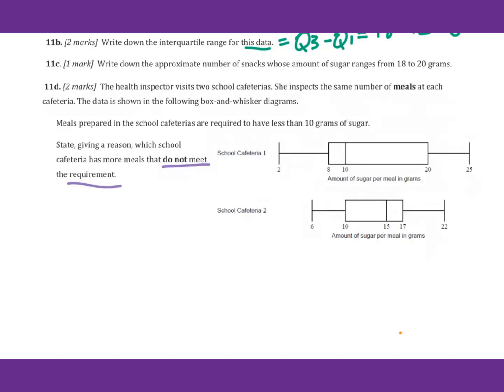This is school cafeteria 1 and this is school cafeteria 2. For school cafeteria 1, less than 10 grams of sugar, that's 50%. For school cafeteria 2, it's this part, that's 25%. In other words, for cafeteria 1, it's 50% that meet the requirements.